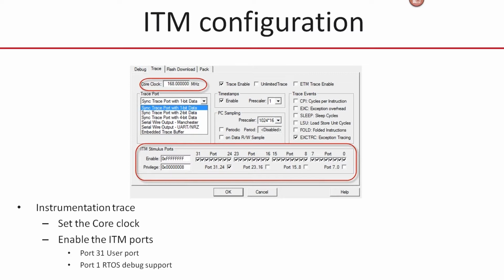Now, setting up the ITM can be a little confusing. First of all, we must make sure that the core clock is set to the same frequency as the CPU. So this is in effect setting the baud rate for the serial communication between the Cortex processor and the debug adapter. Then we need to enable the ITM stimulus port. So this opens up all of the 32 channels for communication.